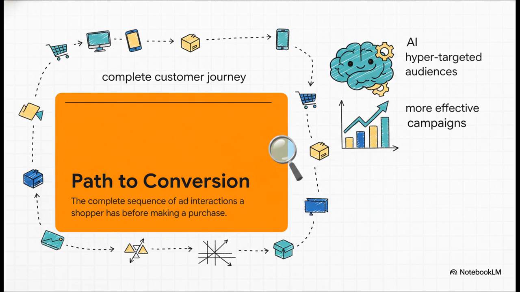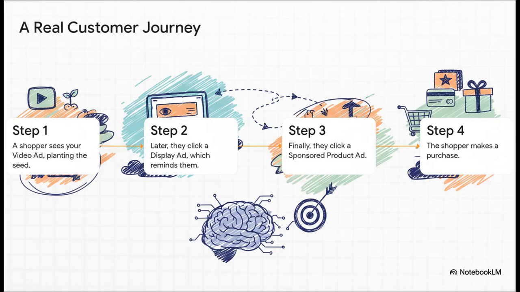It finally gives credit and shows the value of those video ads, display ads, and top-of-search banners that your old reports just marked as having zero sales. So a real customer journey might look something like this. A shopper sees a video ad for your product. That plants the seed. A week later, a display ad pops up and reminds them. Finally, they search for it, they click a sponsored product ad, and they buy.